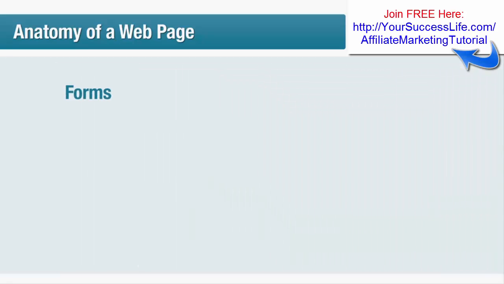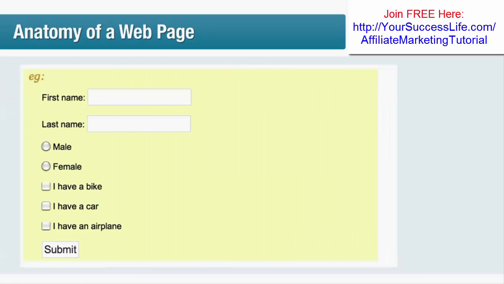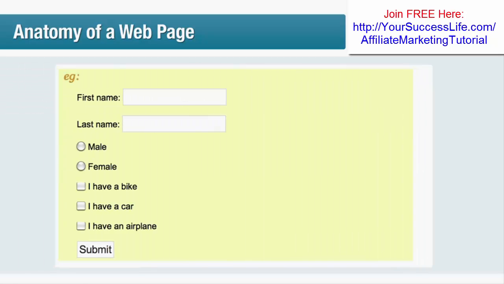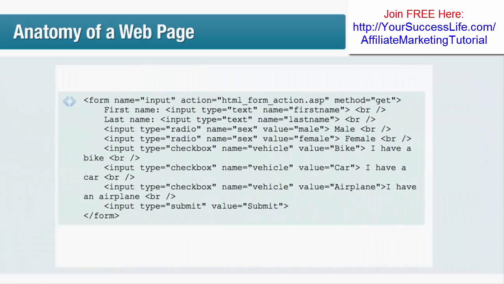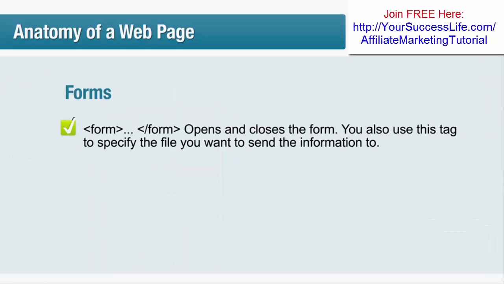Now we've got forms. If you've ever clicked a submit button or sent a support request to a business through their website, you've used a form. Forms are part of a page where your user can enter information through text boxes, drop-down lists, checkboxes and buttons. Form and close form opens and closes the form. You also use this tag to specify the file you want to send the information to.